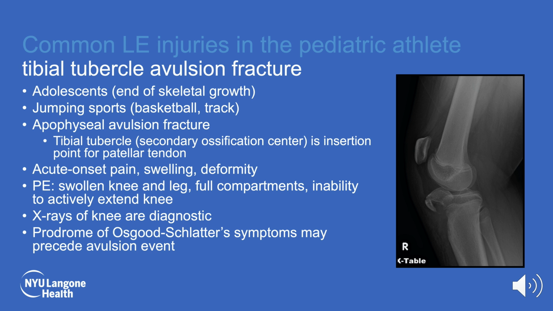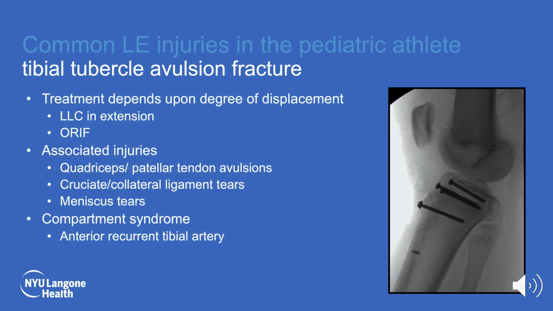The x-rays are diagnostic. And again, I just mentioned the prodrome of Osgood-Schlatter symptoms may actually precede the tibial avulsion event. And so treatment depends upon the degree of displacement and whether or not it's intra-articular. So minimally displaced fractures can be treated with a long leg cast in extension, and then fractures that are displaced or intra-articular will typically require open reduction internal fixation. And then to me, the probably highly testable question here is, this one is a risk factor for compartment syndrome, and it's the anterior recurrent tibial artery.